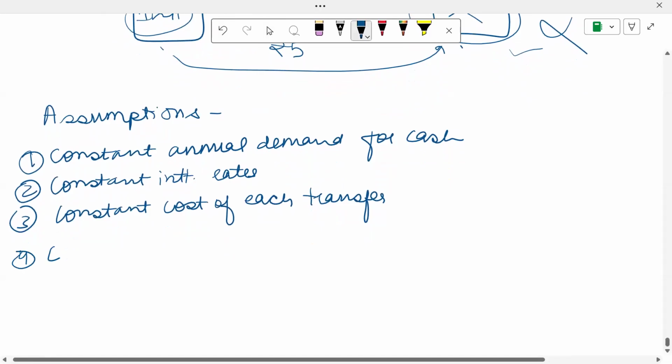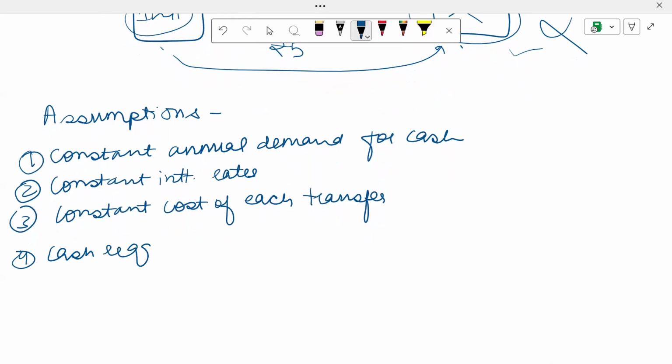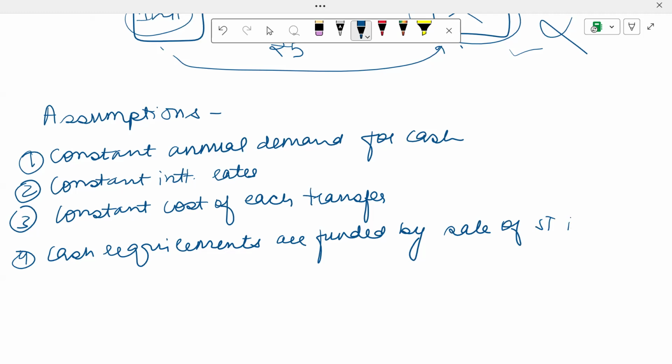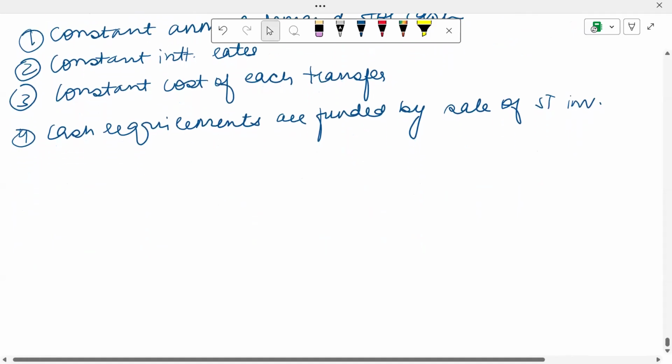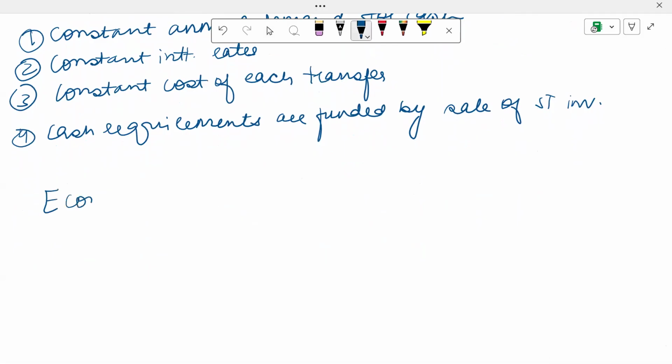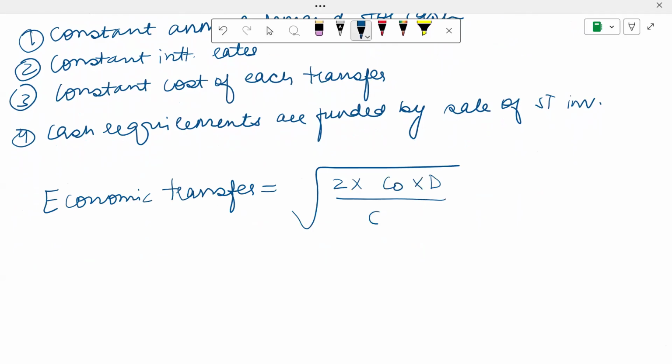Number 4 is cash requirements. Whatever cash you need, cash requirements are funded by sale of short-term investments. So whatever cash that I need in the business, I will probably sell off any of the short-term investments to fund that cash requirement which I have. So now let's look at the formula which the Baumol model gives you. The economic transfer, which means the money that you should transfer at once, should be equal to the square root of 2 multiplied by CO multiplied by D divided by CH.